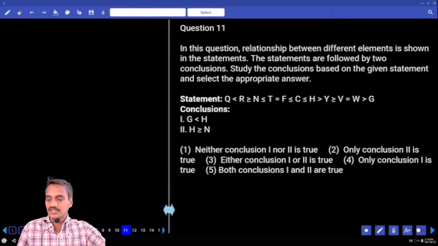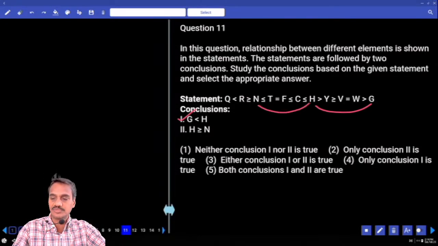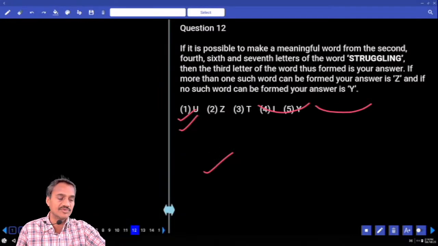In 11, the relation between G and H. Now G and H, H is here and G is here. Between these two, which symbol is common? Greater. H greater than G, G lesser than H. And the relation between H and N. Now from N to H, if you observe here, which symbol is common? Lesser than or equals to. N lesser than or equals to H means H greater than or equals to N. And so both the conclusions are true, both 1 and 2, the choice for question number 11.